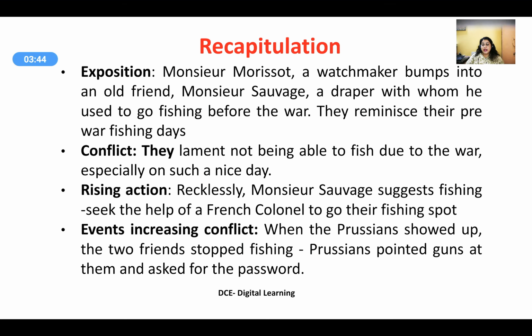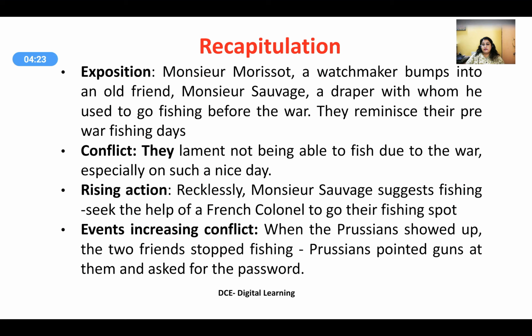And next, rising action. The rising action refers to the part wherein some sort of action takes the story forward through the help of the characters. The two friends go to a nearby cafe and, while having a drink, recklessly, that is carelessly, Monsieur Sauvage suggests fishing. A sudden impulsive suggestion, and this is agreed to by the other. And they even decide to seek the help of a French colonel to go to their fishing spot. So the rising action is when these two people decide on the spot to go fishing, and they decide to take the help of a French colonel.